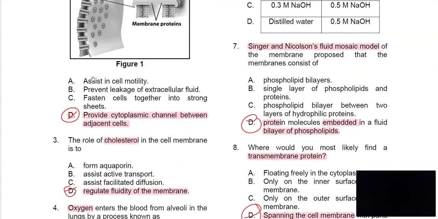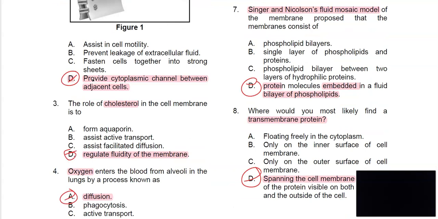Okay, so number 3, the role of cholesterol in a cell membrane is to regulate fluidity of the membrane. So basically cholesterol is also one of the components found in the cell membrane. The cholesterol is found in between the phospholipid molecules in the structure of the cell membrane. Please refer to your notes.